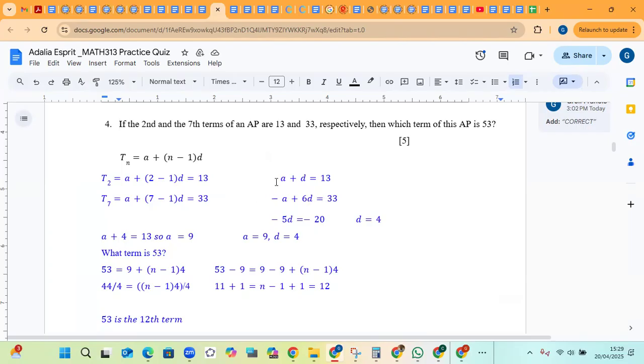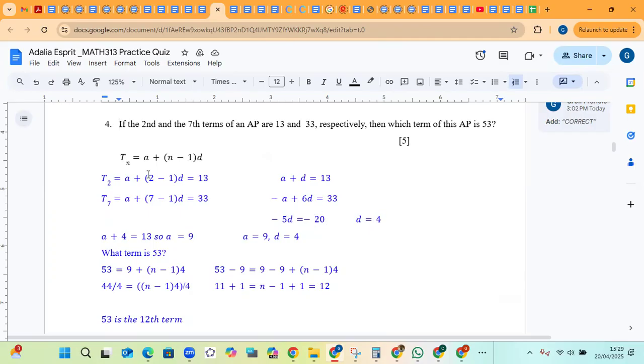That negative sign there means the elimination method is being applied. So we subtract, and a cancels out. We have 1 minus 6 equals negative 5. 13 minus 33 equals negative 20. Divide by negative 5 on both sides. d is equal to 4 because negative 20 divided by negative 5 is a positive 4.